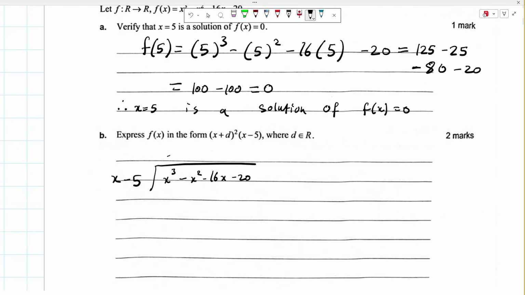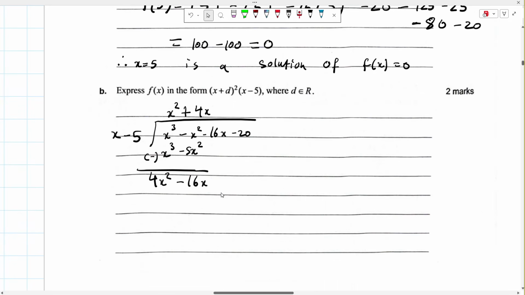So we'll put x squared here. X times x squared is x cubed. Negative 5 times x squared is negative 5x squared. Let's do minus. So 5x squared minus x squared is 4x squared. Let's bring down the negative 16x. We're going to do plus 4x. X times 4x is 4x squared. Minus 5 times 4x is negative 20x.